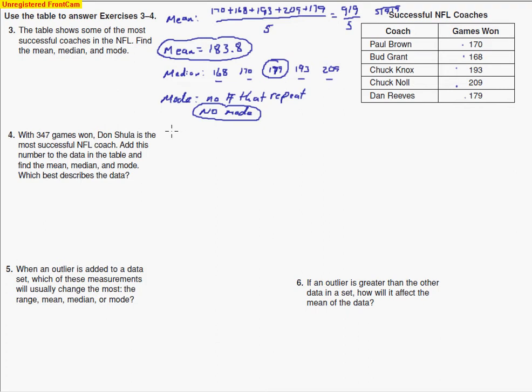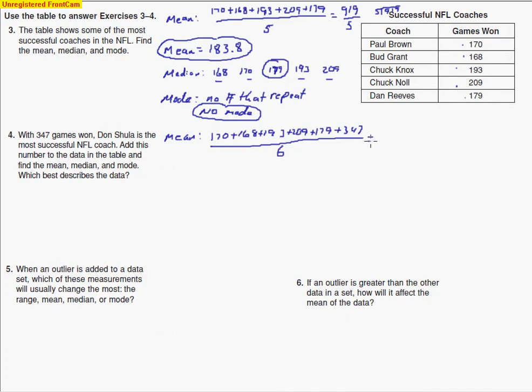And so let's go ahead and add these numbers together. Again, for the mean, you just add up all of the numbers. So we're just taking 170, 168, we take that 193, take that 209, we take the 179, and you just add in Don Shula's wins, which was 347 wins altogether. And we divide by the number of people that we're dealing with. In this case, it's 6, because we have all these people plus Don Shula.